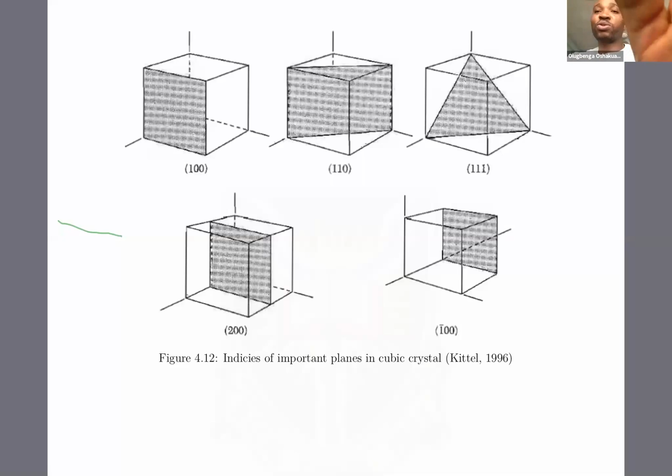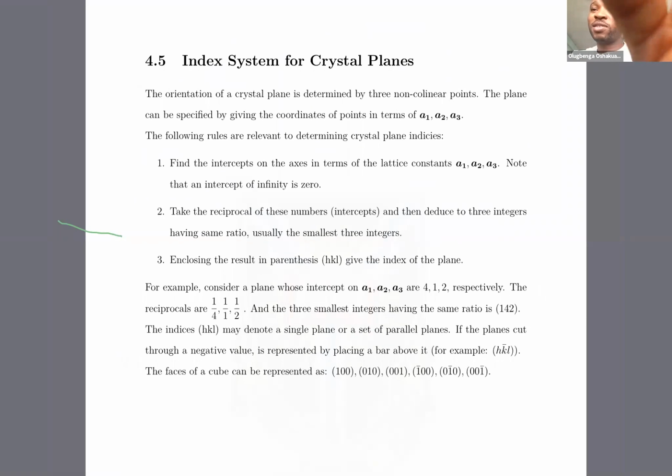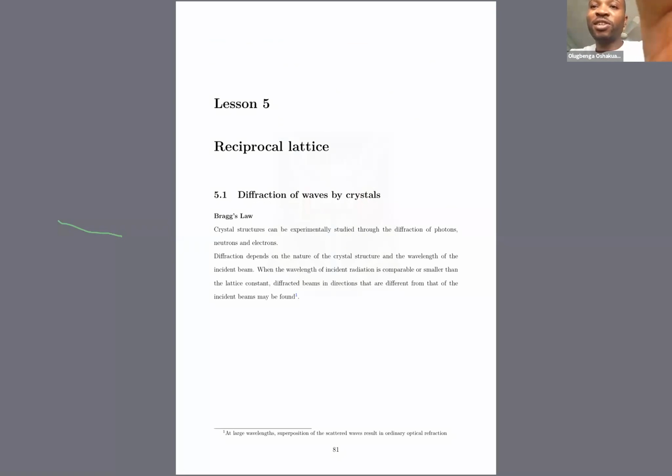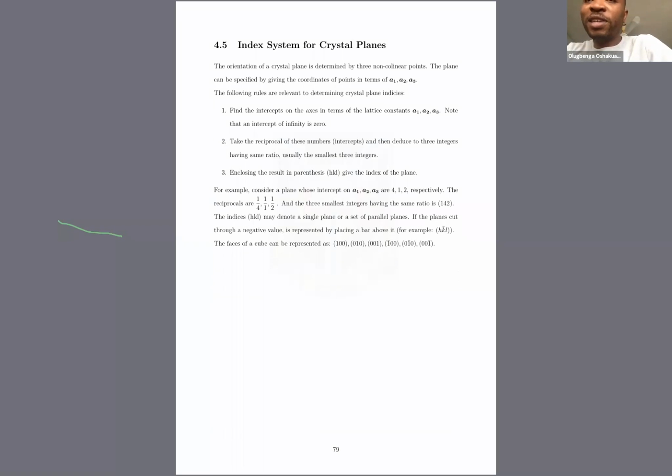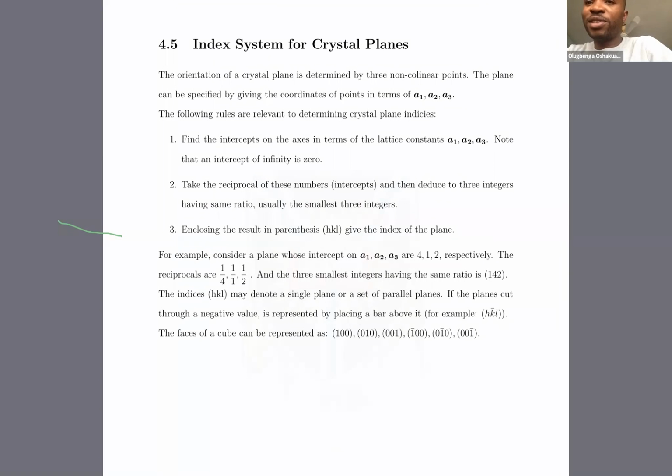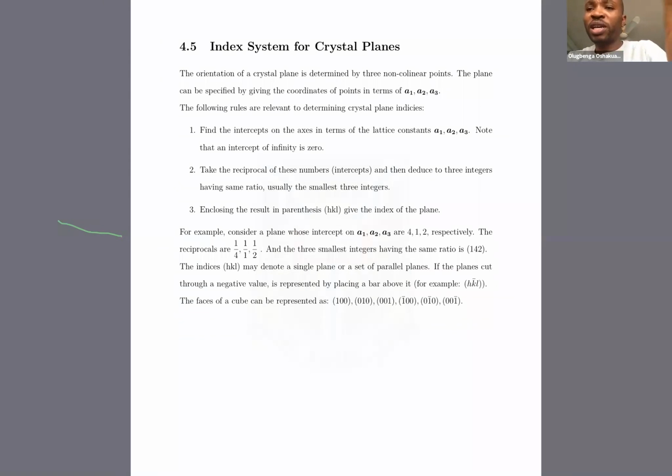Let me try to run through this index of planes so that when we meet next week, we'll just start with the reciprocal lattice. So still on direct lattice, I've shown you how to give points addresses, 0, 0, 0. Planes also have addresses.